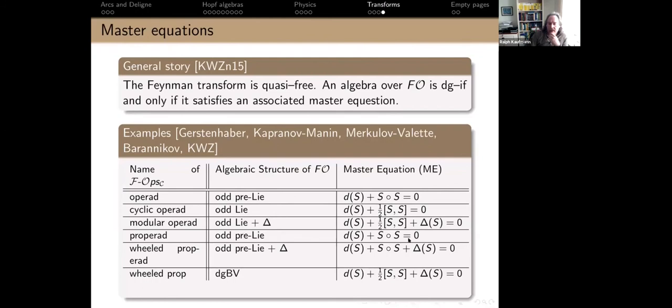If you take a properad, you again get this pre-Lie structure. If you take a wheeled properad, you again get something like a quantum master equation, but with a pre-Lie structure. And if you take a wheeled prop, you actually get the nice DGBV structure. This is collected together from papers by Gerstenhaber, Kapranov, Manin, Merkulov, Valette, Barannikov, and they're all contained in this general paper. So this table is contained in the paper with Javier Zuniga.